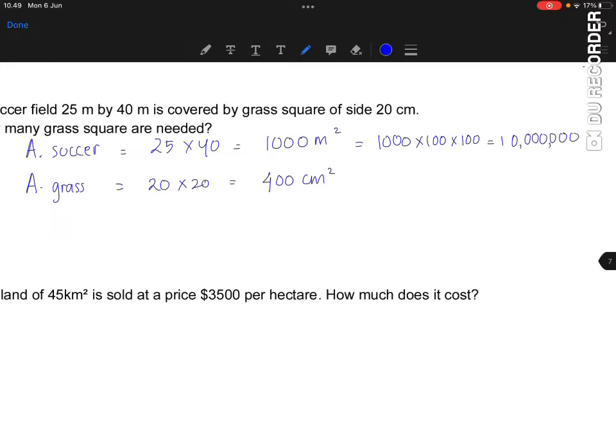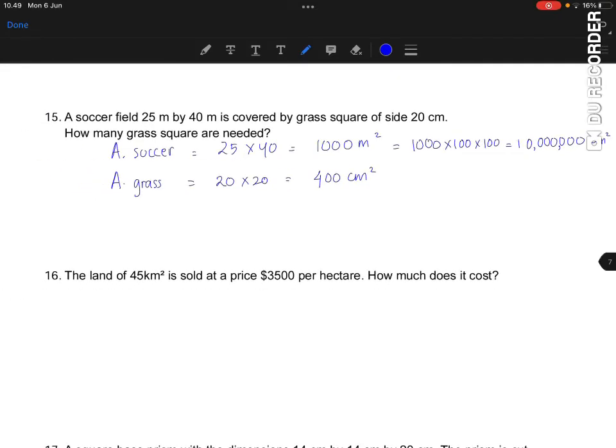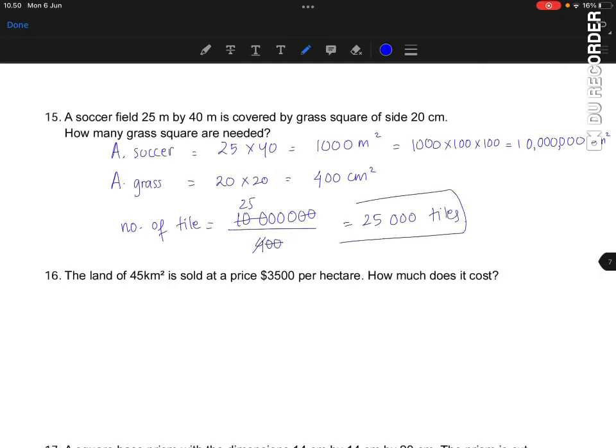Centimeter square. If you want to find the number of grass squares, the number of tiles, you only need to divide this 10 million by 400. Cross out the zeros, 100 divided by 4 is 25. Then you will have 25,000 tiles. Finish for number 15.